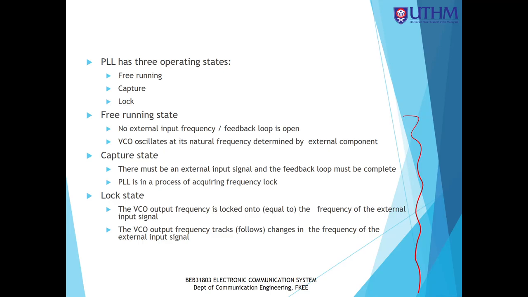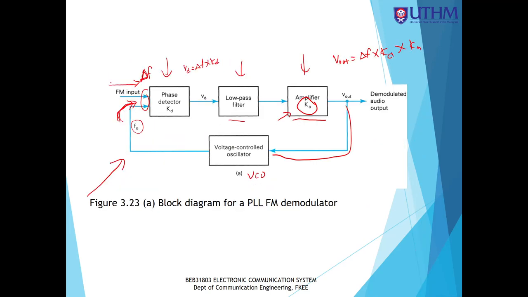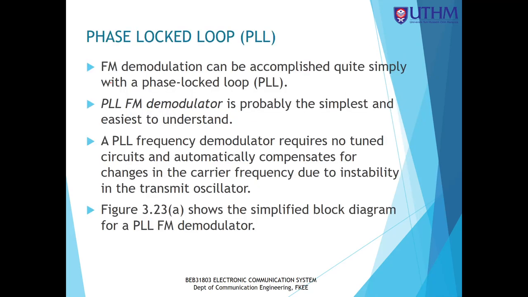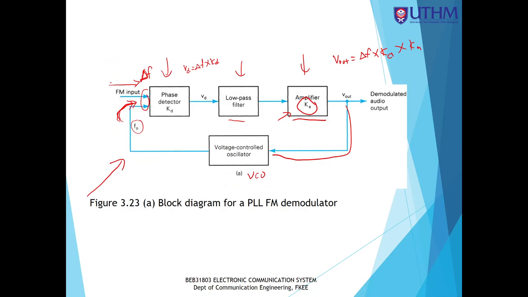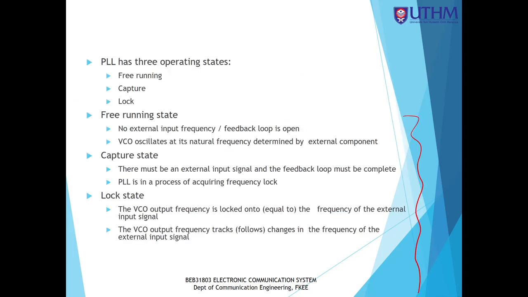Free running state means that when there is no input signal, only the VCO will oscillate. Free running state means that there's no FM input. Tidak ada FM input. That means the only input to the phase detector is the oscillator frequency. So in that case, we call it a free running state. The VCO oscillates at its natural frequency.